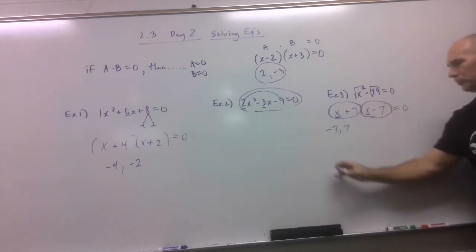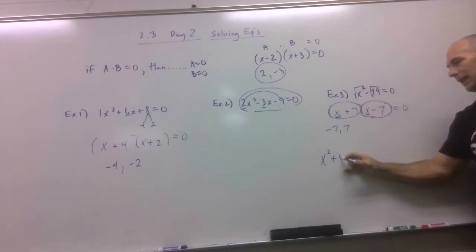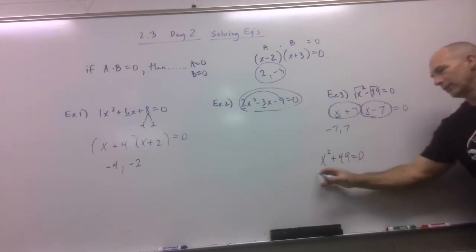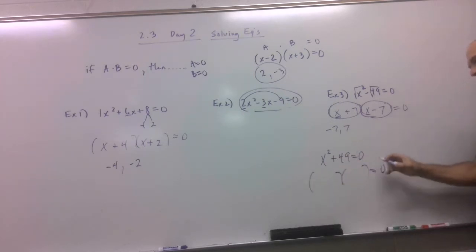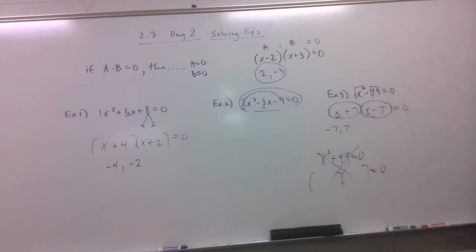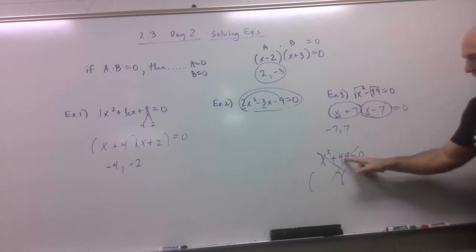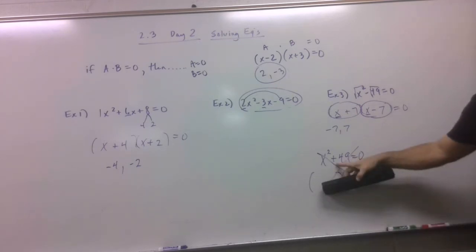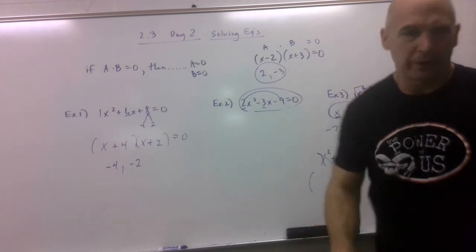Positive 7. Remember, if you have a sum of 2 squares, you can try for the rest of your life to try to factor it, and it is not going to work. We'll talk about that later on. What do you do with this situation? But just know you can't factor a sum of 2 squares.